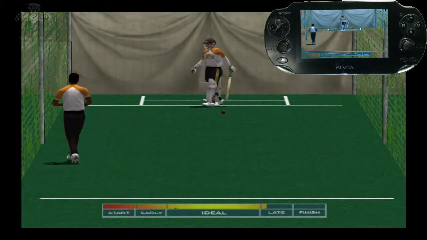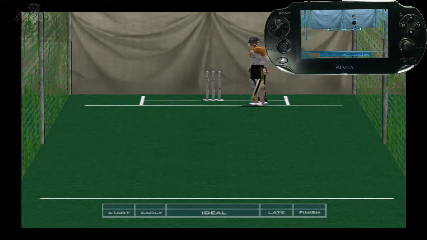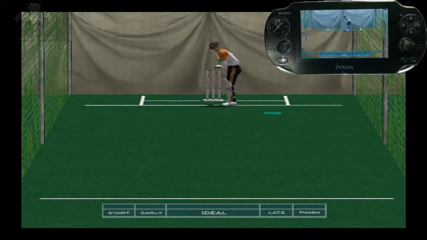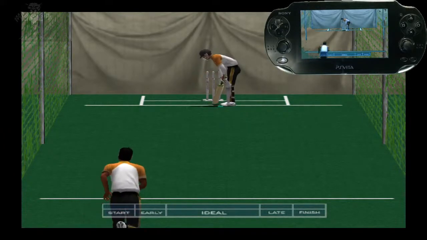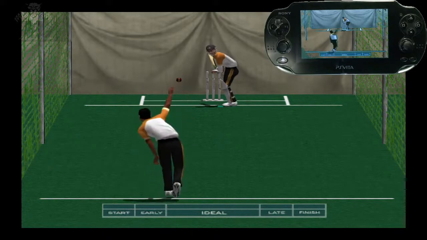The forward defensive shot would have been the best selection there as the ball was aimed at the stumps and fully pitched. Unless you're trying to score runs quickly, never try to attack a ball that's in line with the stumps, as you'll definitely be out if you miss it.